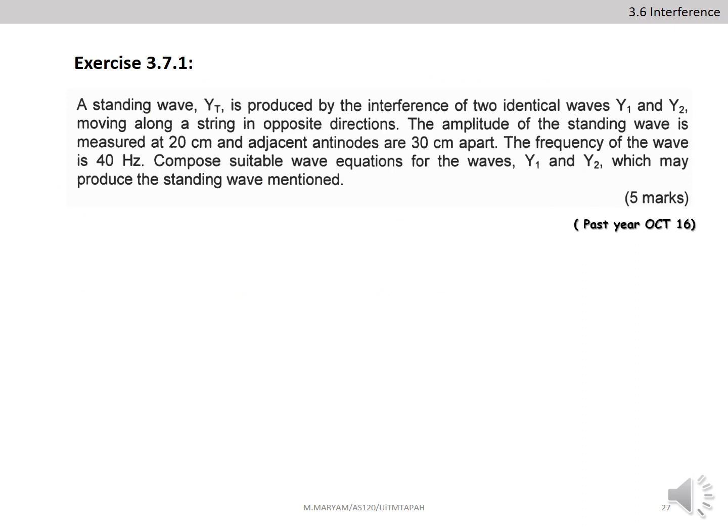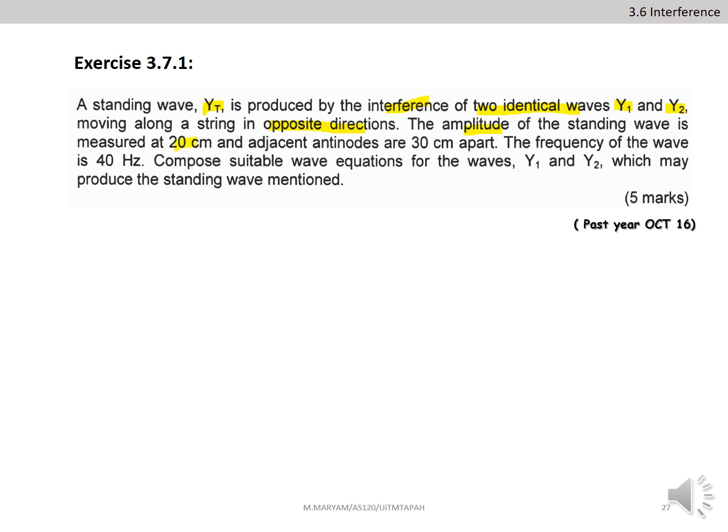Let's try another exercise. A standing wave y(t), the total, is produced by the interference of two identical waves. Identical means that the amplitude is the same, the wave constant k is the same, and the omega is also the same. The only difference is the direction, represented by y1 and y2, moving along a string in opposite directions. That is the difference between these two waves.